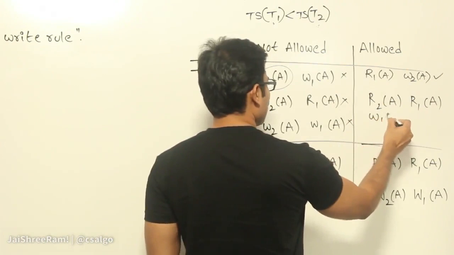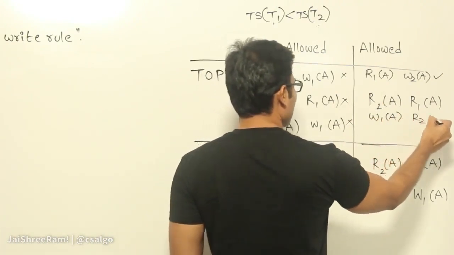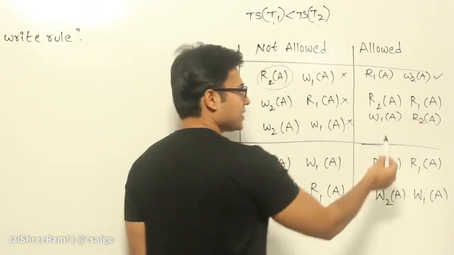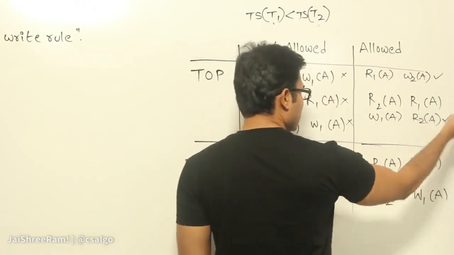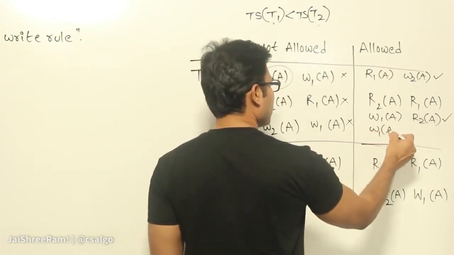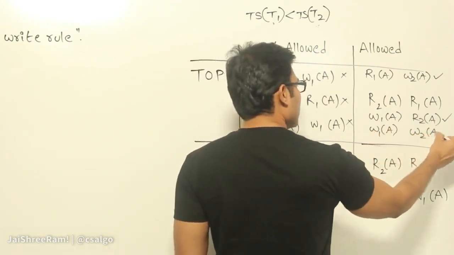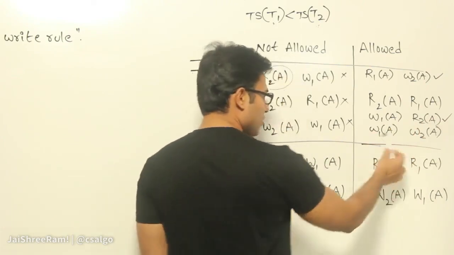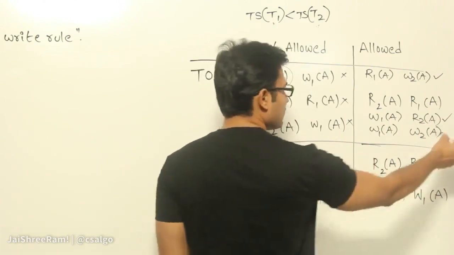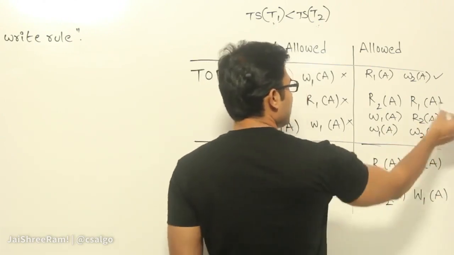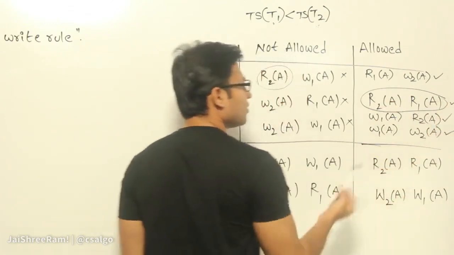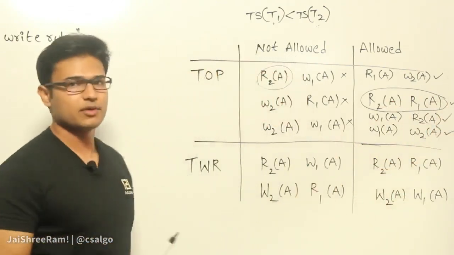And similarly, it is going to allow definitely this: write 1 of A and read 2 of A. Even though this is a conflicting action, transaction T1's action is going to happen first, therefore it will be allowed. And similarly, write 1 of A followed by write 2 of A will also be allowed, since T1's action is happening first. And similarly, this will be allowed. Anyway, read is never going to be a conflict, so all the non-conflicting actions are anyway going to happen, right?